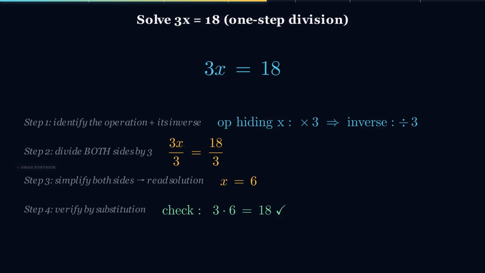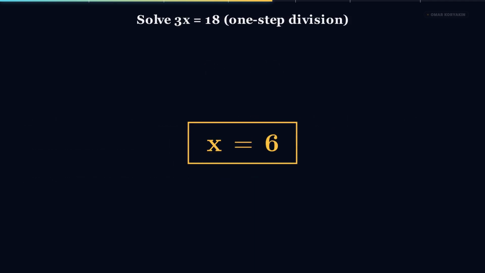Step 4. Verify by substitution. Plug x equals 6 back into the original equation. 3 times 6 equals 18. Both sides do equal 18, so the solution is verified. So the solution is x equals 6.